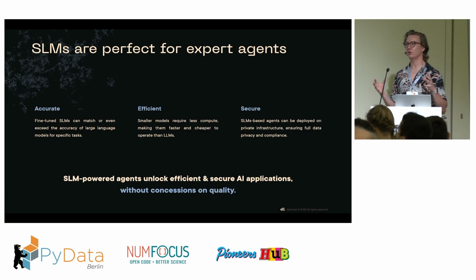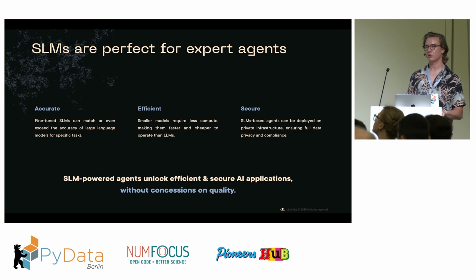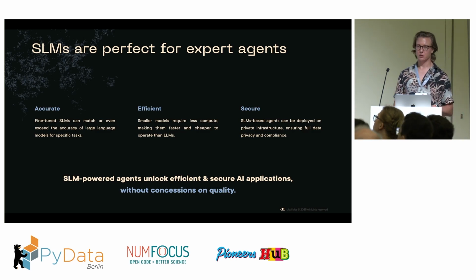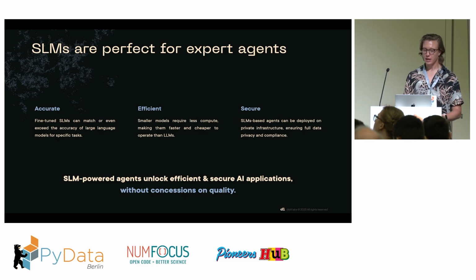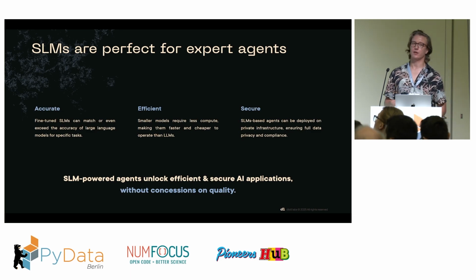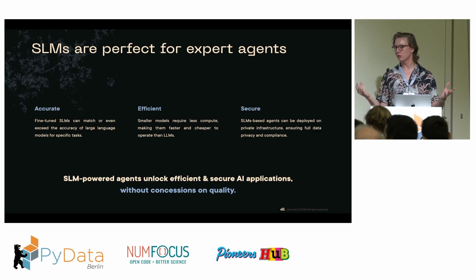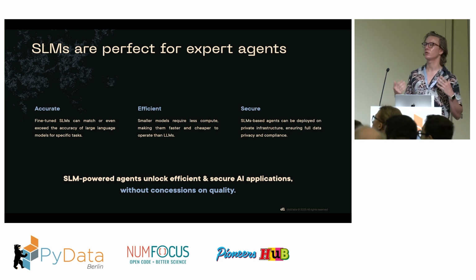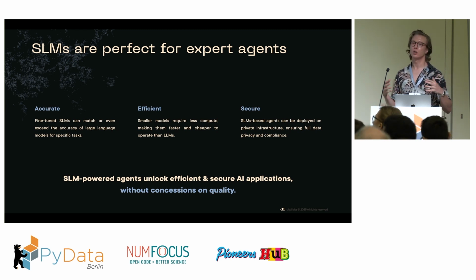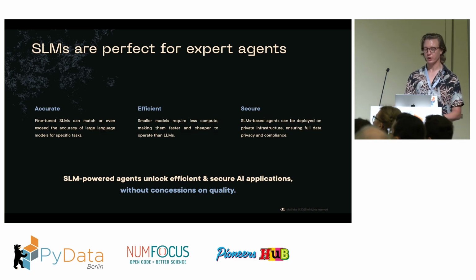So if you fine-tune a small language model to solve one narrow problem, they can become very accurate, even more accurate than prompted LLMs. They are efficient because they're small, they're just really fast, so latency is not a problem. And they are secure because, as I said, they can be deployed on-premise and therefore no sensitive data leaks out to the LLM providers. The idea is that you can then use those SLMs to build your AI applications in a very good way.